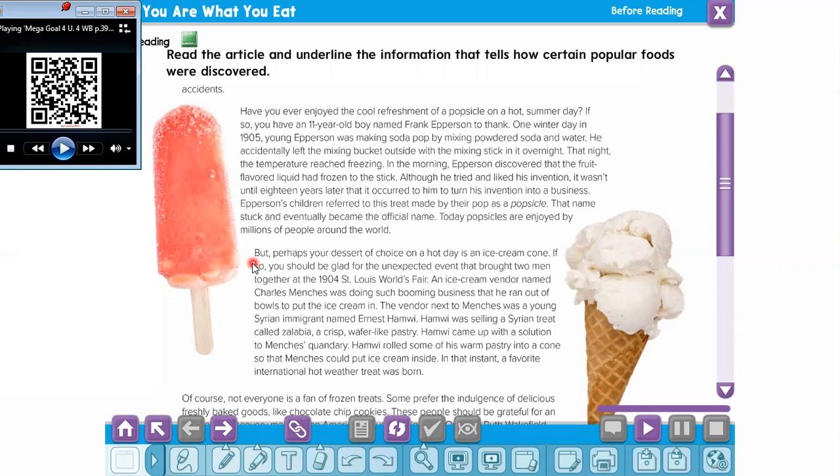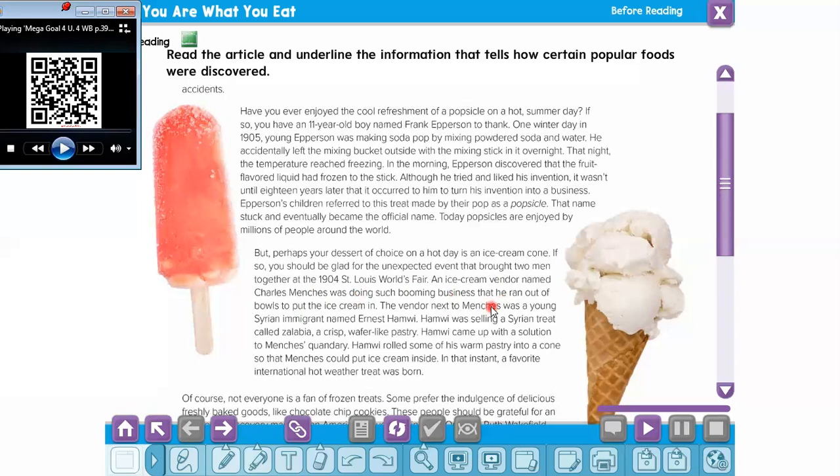Okay. But perhaps your dessert of choice on a hot day is an ice cream cone. If so, you should be glad for the unexpected event that brought two men together. For the 1904 St. Louis World's Fair, an ice cream vendor named Charles Minches was doing such a booming business that he ran out of bowls to put the ice cream in.